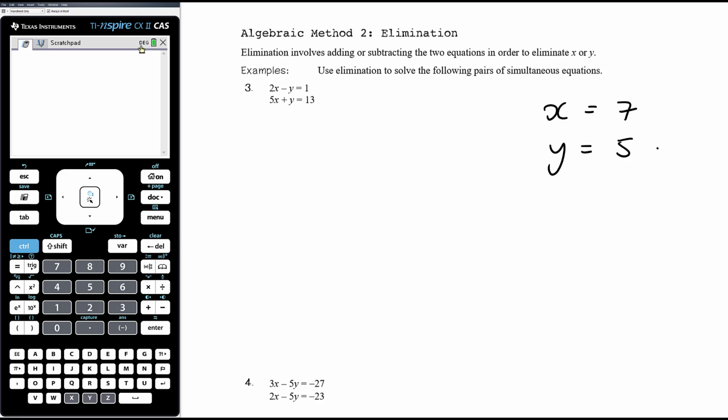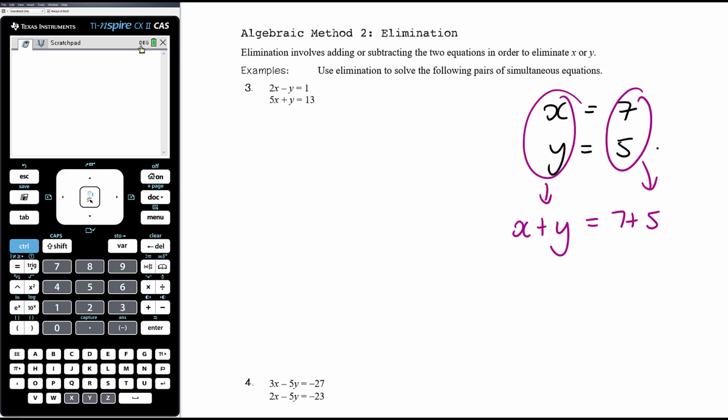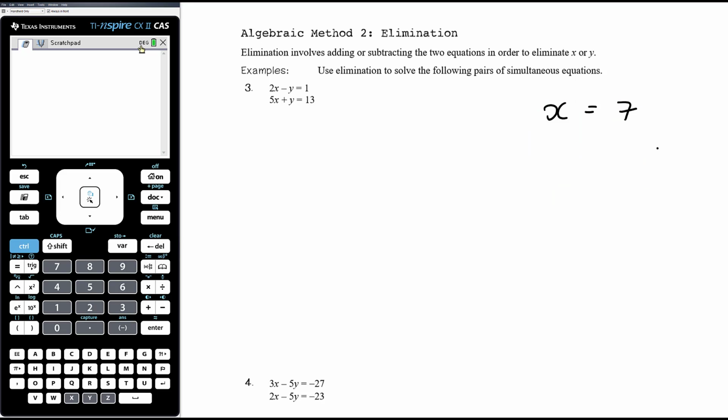If we add together these two things, x plus y, that's going to be equal to adding together these two things, 7 plus 5. So x plus y would be equal to 12. Similarly, x minus y would be equal to 2. So as long as you do the same thing, you can add together two equations to create another true and correct equation. You can subtract two equations to create another true and correct equation. So what we want to do in the method of elimination is to add or subtract the two equations from each other in order to eliminate one of the variables.